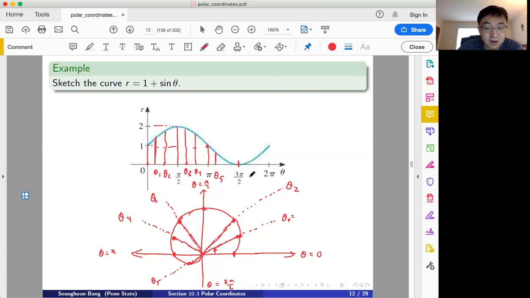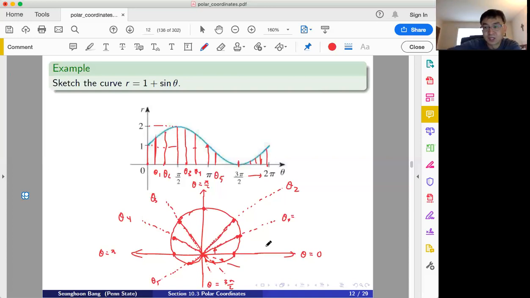Similarly, from 3 pi over 2 to 2 pi, the angle is increasing. What happens to the length? The length is increasing. The angle is increasing more here, and the length is greater. You can connect this point. We have this kind of shape. That's it. So we have this graph.